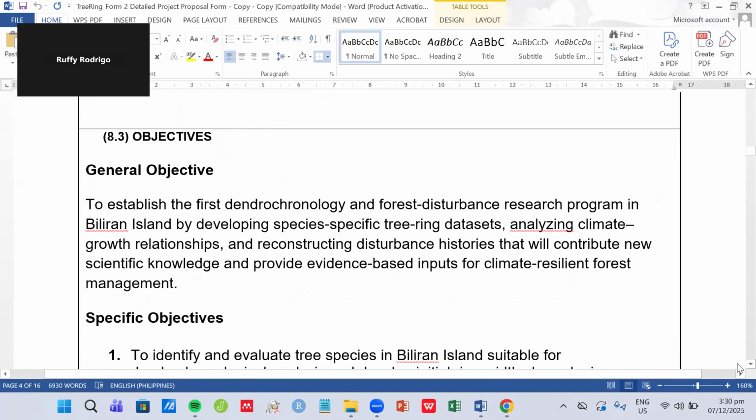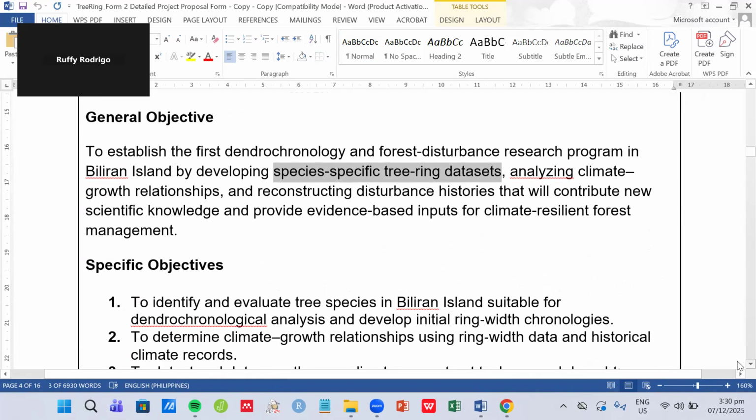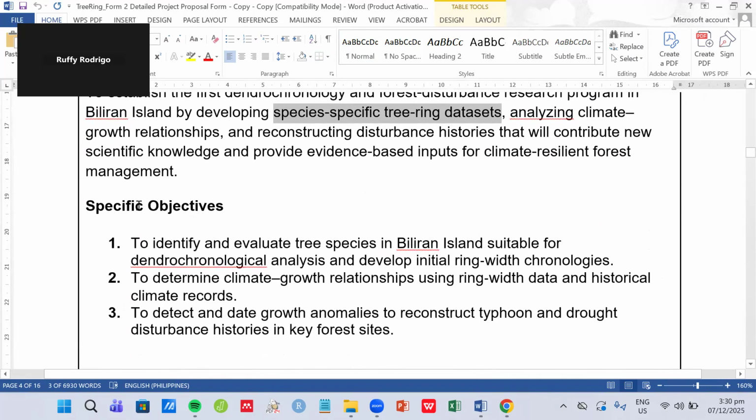And here I put the general objective: to establish the first dendrochronology and forest disturbance research program in Biliran Island by developing species-specific tree-ring datasets. This is just my own words. Basically, I have three specific objectives, and these are the keywords: to identify and evaluate three species in Biliran Island, to determine climate-growth relationships, and to detect and date ring anomalies.